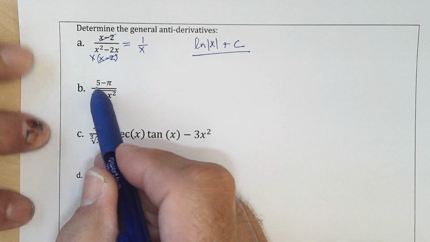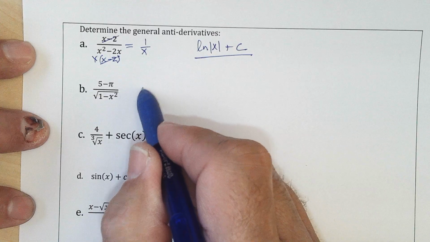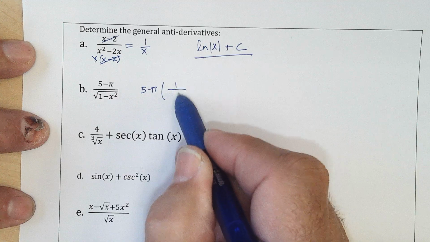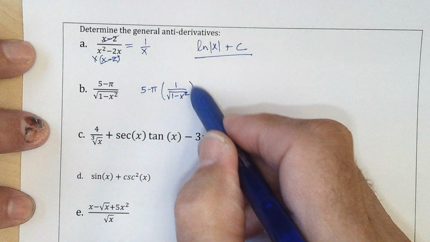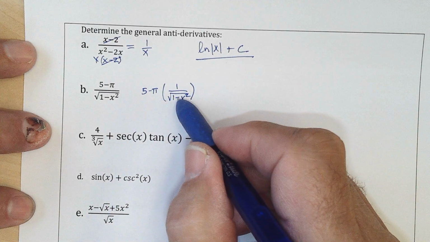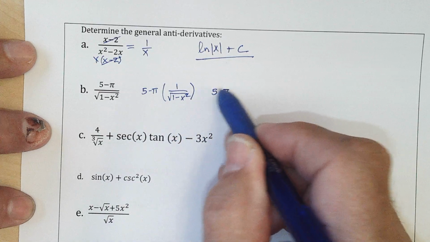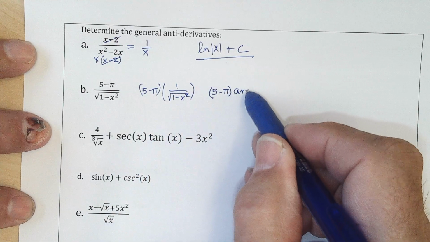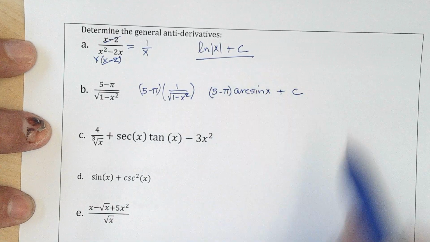This, 5 minus pi, that's just a number. That can pull out, and it'd be times 1 over the square root of 1 minus x squared. And if you look at your note card, you should see that that is the derivative of arcsine. So this is 5 minus pi, that number, times arcsine of x plus c.